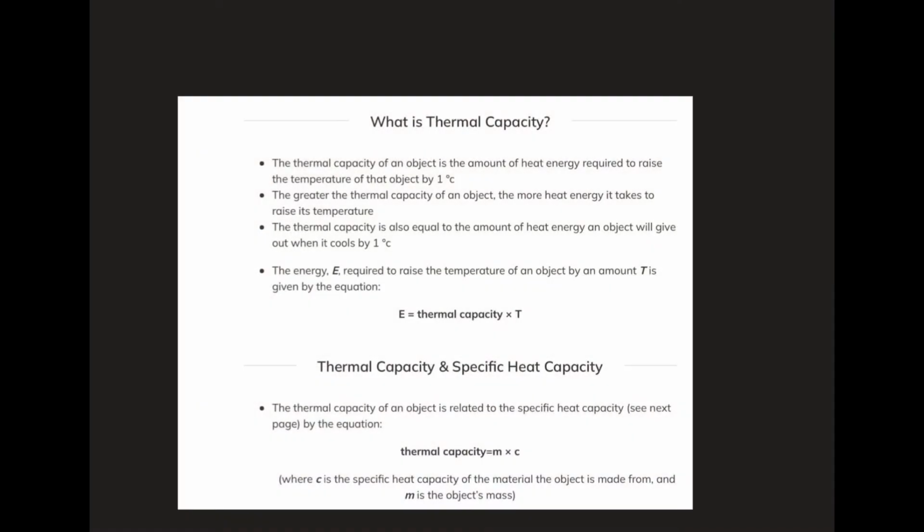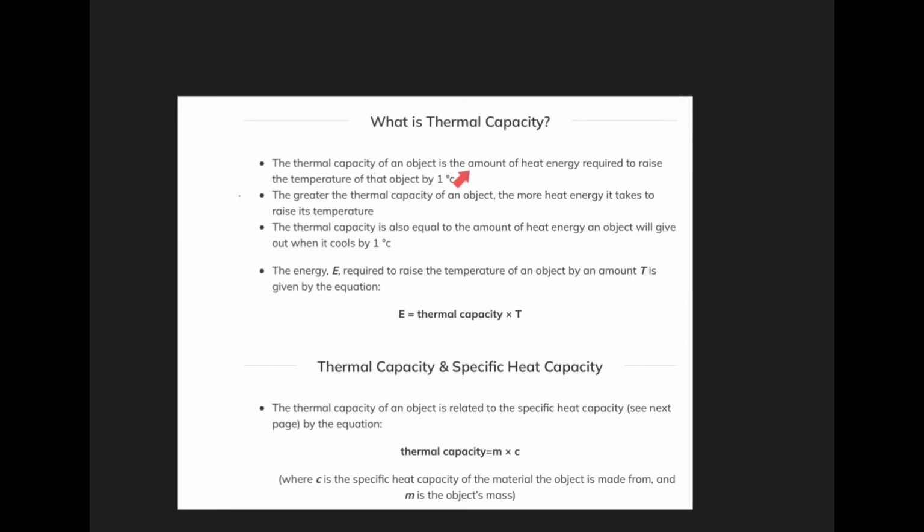Okay, so first we need to know what is thermal capacity. This part involves calculation and formula. Okay, now let's see the first point here. The thermal capacity of an object is the amount of heat energy required to raise the temperature of that object by 1 degree Celsius. Okay, so that is the definition for thermal capacity.